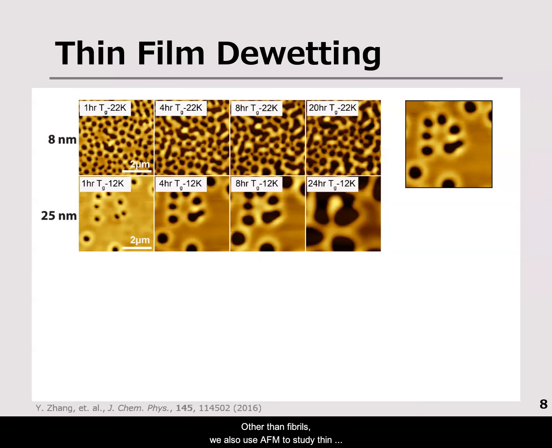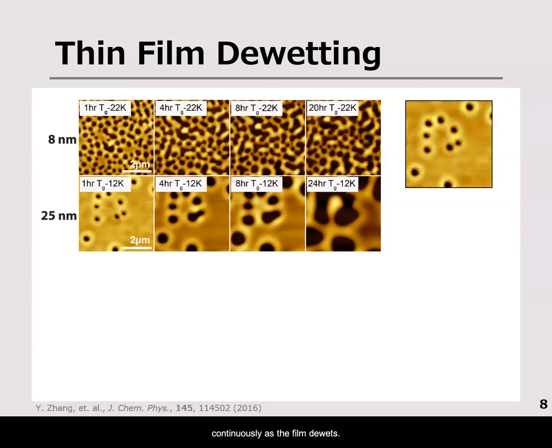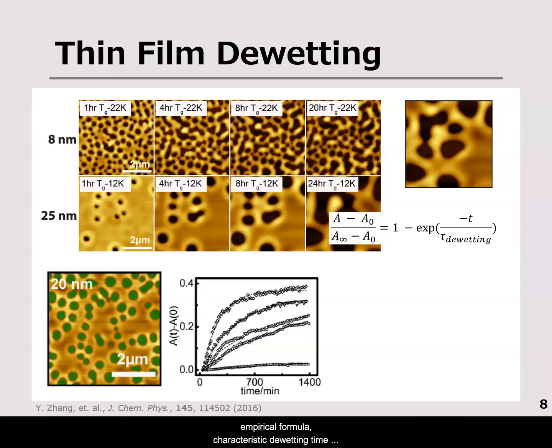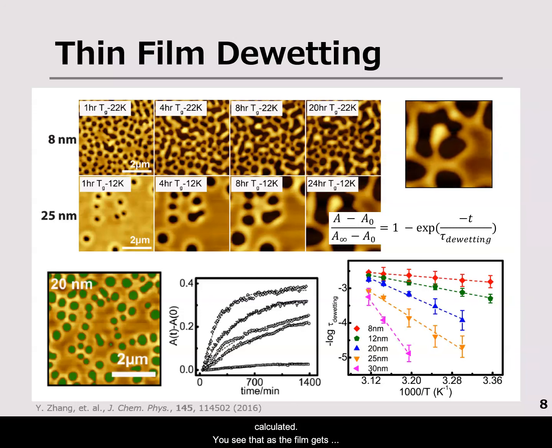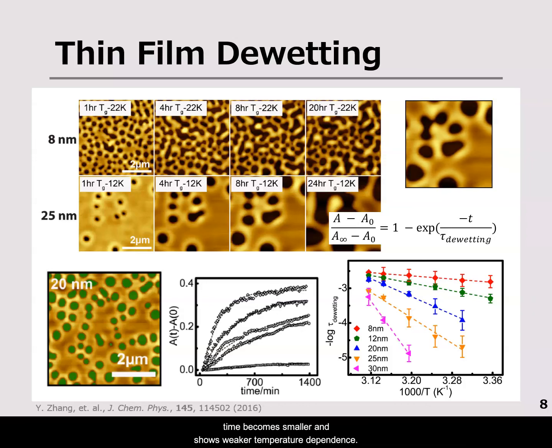Other than fibrils, we also use AFM to study thin film dynamics. Isothermal dewetting experiments can be conducted on one of our AFMs that has a temperature controlling stage. Images can be collected continuously as the film dewets. By analyzing the dewetted area and fitting it into an empirical formula, characteristic dewetting time of different film thickness at various temperatures can be calculated. You see that, as film gets thinner, its characteristic dewetting time becomes smaller and shows weaker temperature dependence.